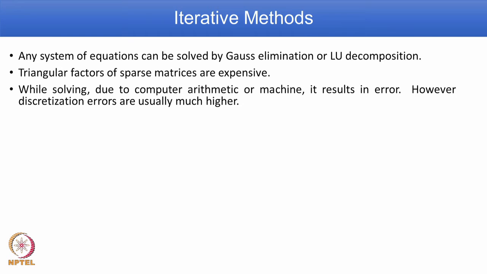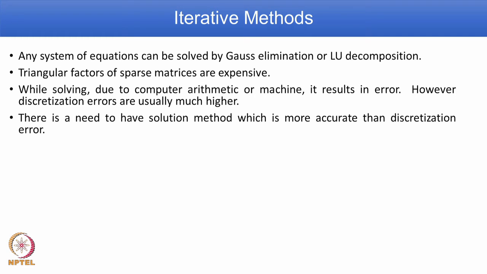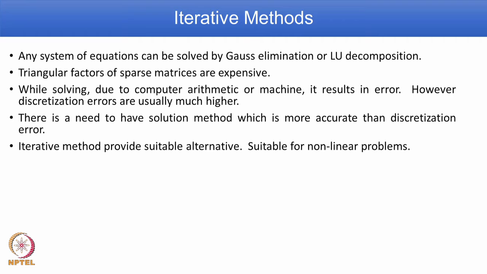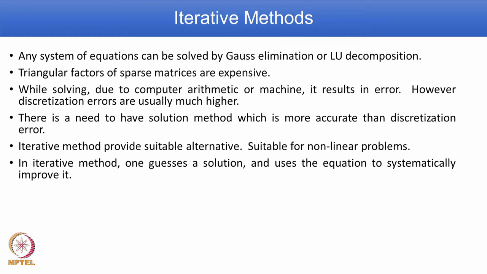While solving, we have either error due to computer arithmetic, handling of numbers, rounding off error, or there is also error due to discretization, and discretization errors are usually much higher when compared to machine rounding off error. We should have a method which is more accurate than discretization error, and iterative methods provide a suitable alternative. It is also good for problems involving nonlinearity, so it is suitable for nonlinear problems.